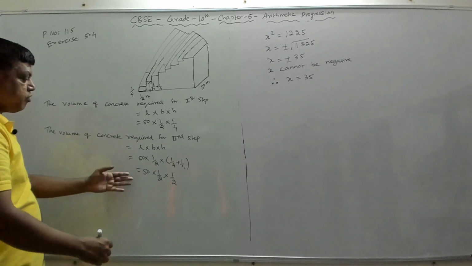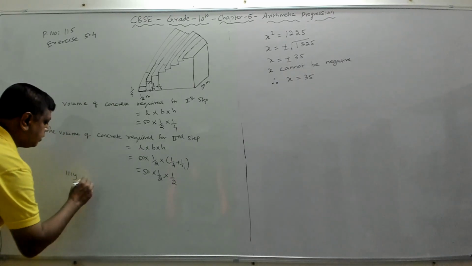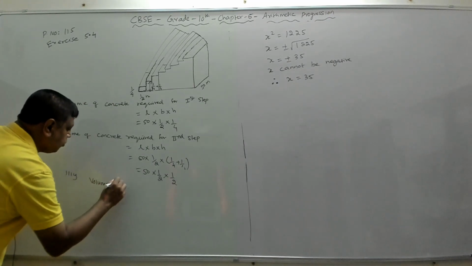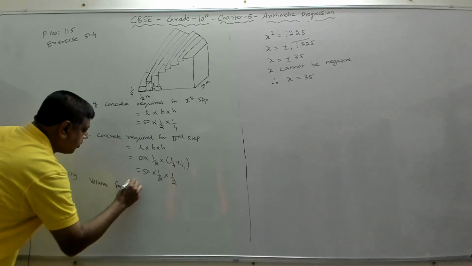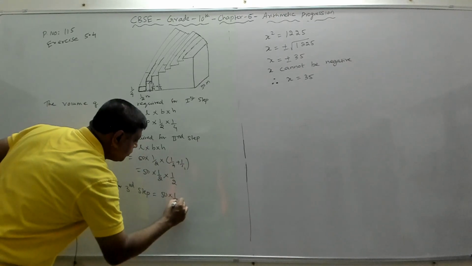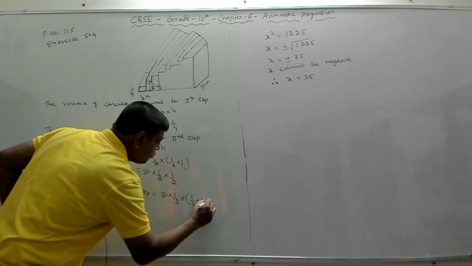So similarly if you find for the third step, the volume for the third step will be 50 into 1 by 2, length into breadth into height. Height will be 1 by 4 plus 1 by 4 plus 1 by 4.